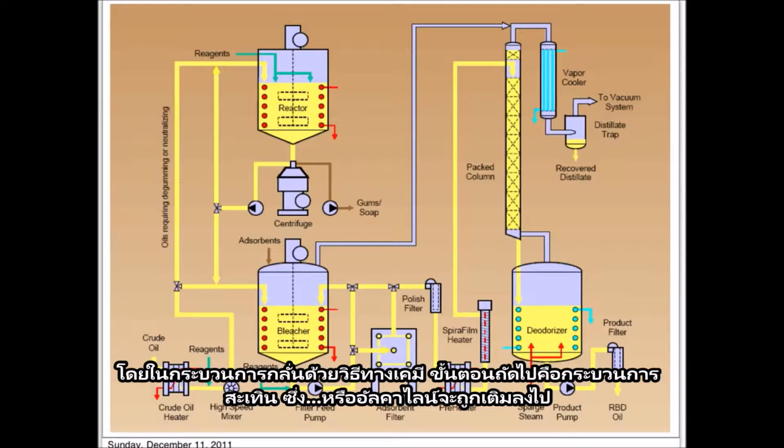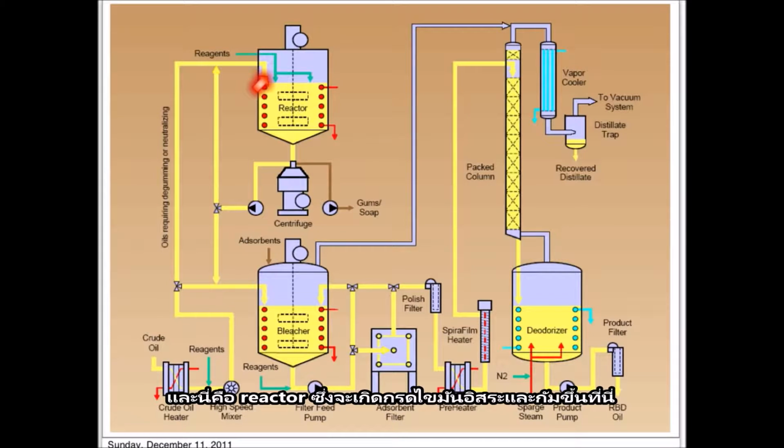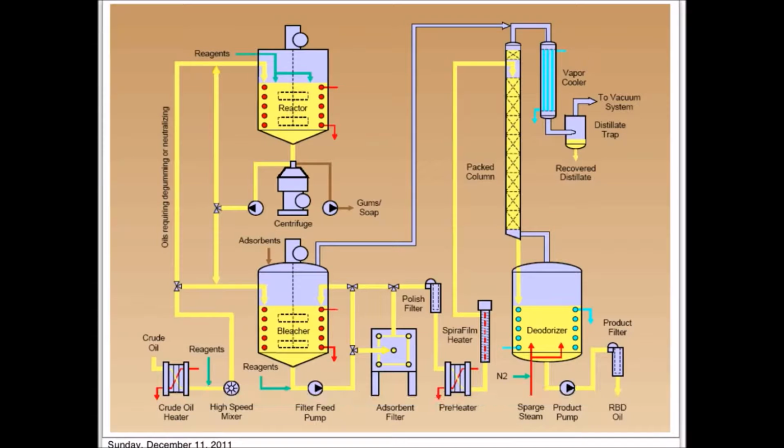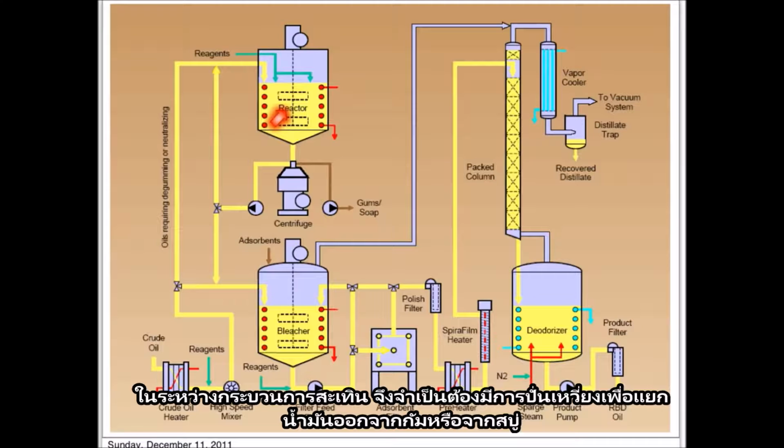In a chemical refining process, the next step would be the neutralization process, where sodium hydroxide, or alkali, will be added, and this will react with the free fatty acids, and the gums will be formed here. So we have the oil and the gums together formed during the neutralization process. So we need a centrifuge to separate the oil from the gums or from the soap.